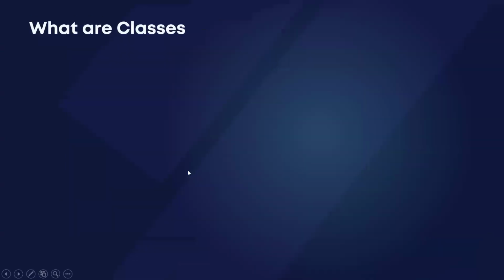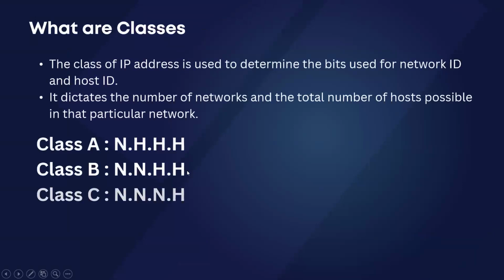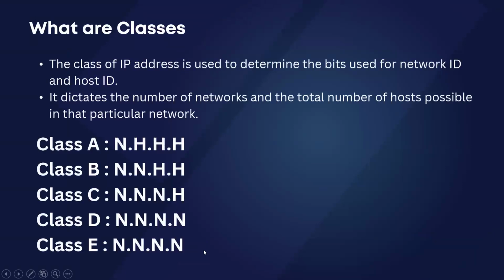So firstly, we need to know that each class has a specific number of network and host portions. Class A has one network portion and 3 host portions. Class B has 2 network portions and 2 host portions. Class C has 3 network portions and 1 host portion. Class D and Class E have all network portions itself. There are no host portions in them.